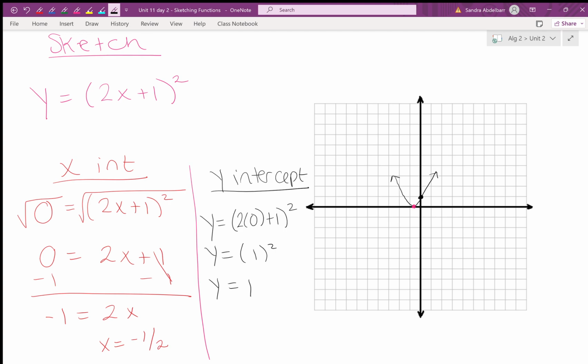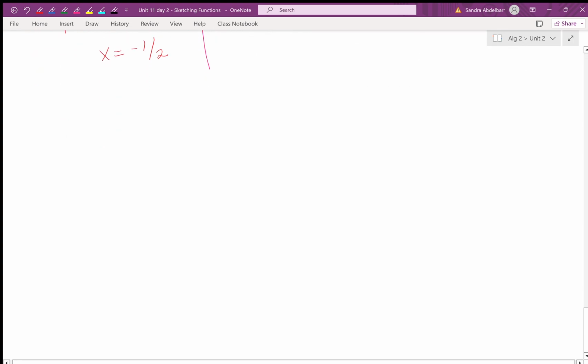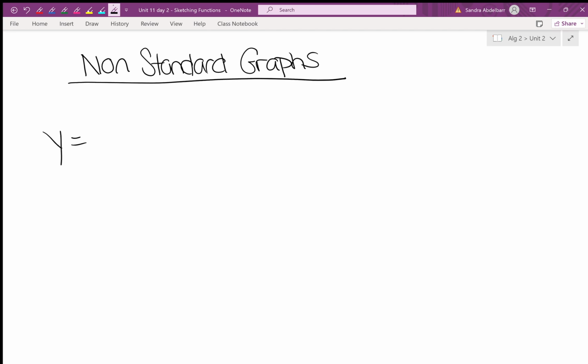All right, so now let's talk about non-standard graphs. So things are going to get a little bit more complicated here, and the domain is going to be our starting point when things get a little bit more complicated. We're sketching still.